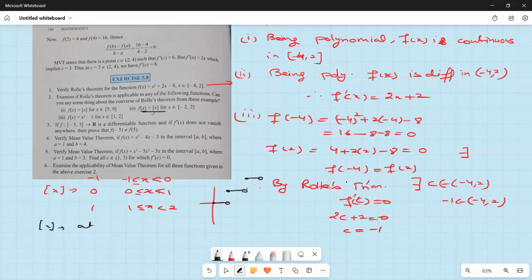For differentiability, you have to check just left-hand derivative and right-hand derivative. We can show they are not differentiable. I'll just put a video for that also when I'll show you differentiability.